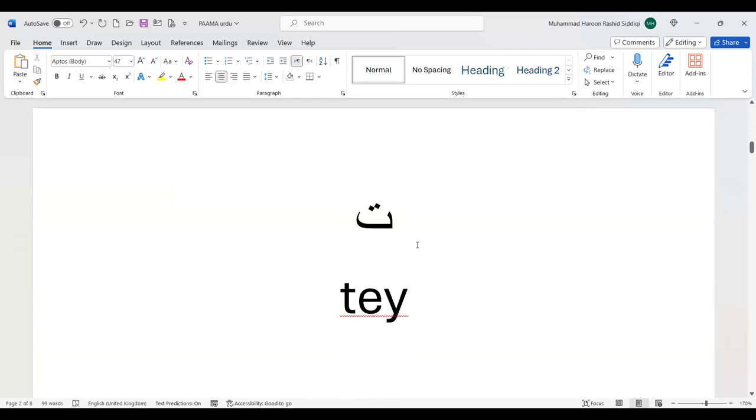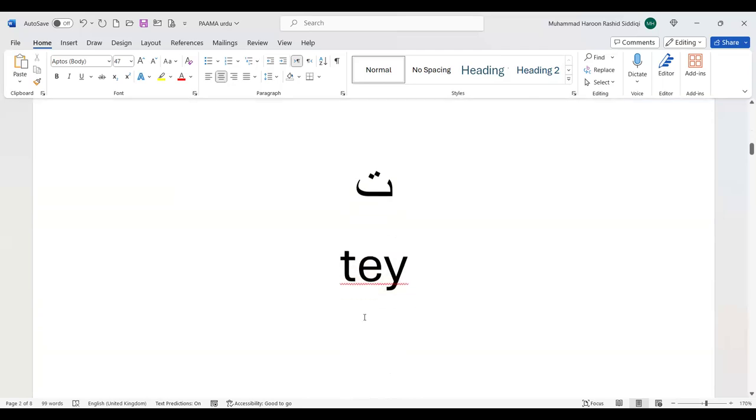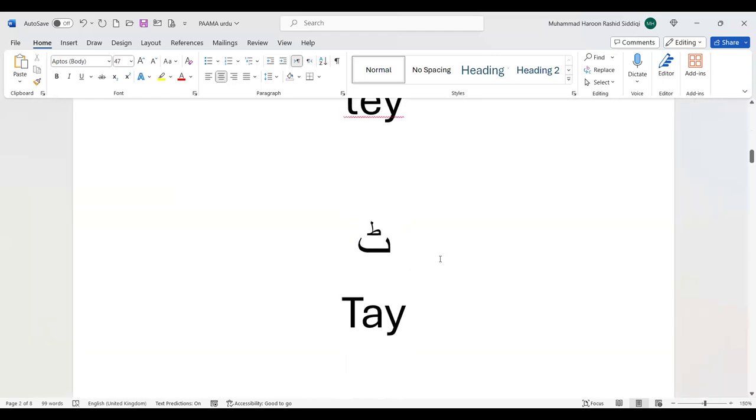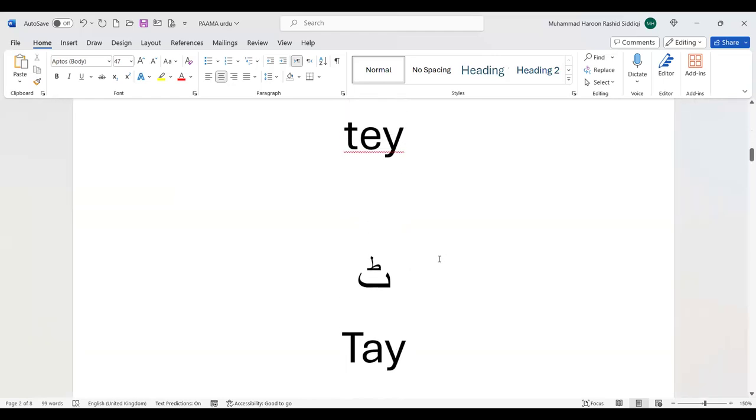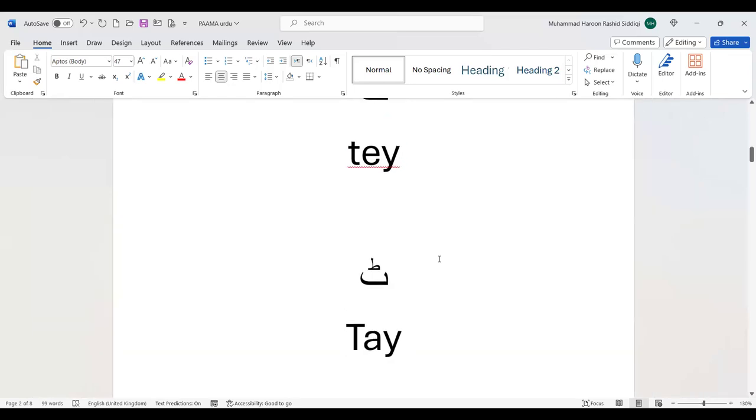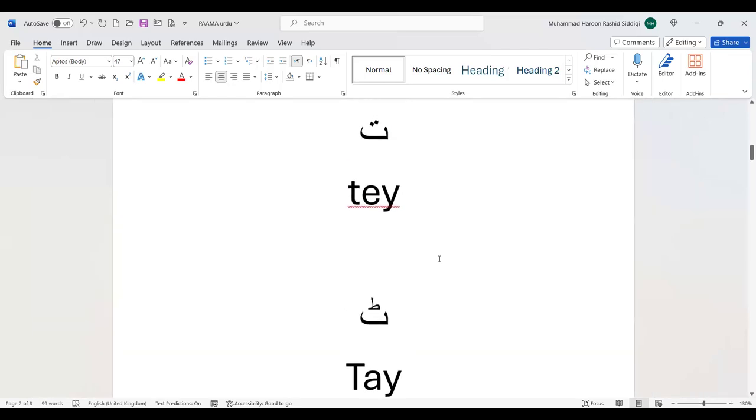And then this is Day, two dots on the top. The next one sounds similar, but it's a bit harder. Day and Day sound pretty similar, but the second one is slightly stronger than the first. So the first one is Day, the second is Day.